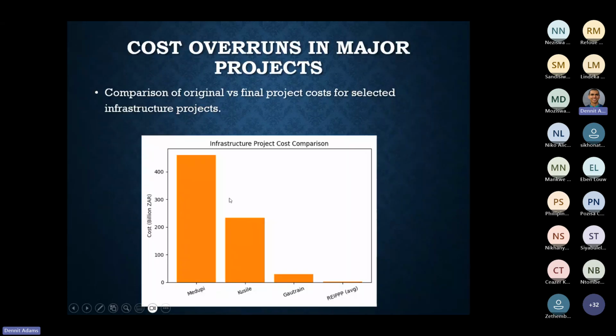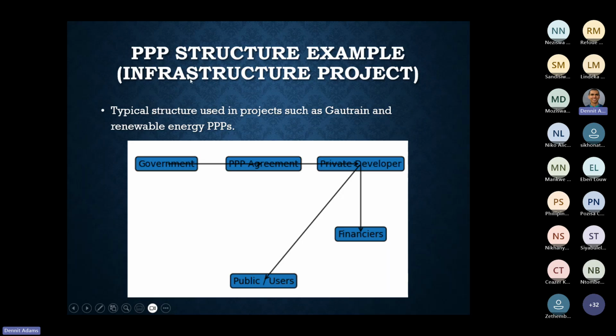So if you just look at it in terms of a comparison, and why I say the one is a failure versus not, this is Medupi, and this is the cost overruns, I should say. The original versus the final project cost for selected infrastructure projects. So 400 plus million for Medupi. Kusile was sitting at like 230, I think. Gautrain, it's high, but not as high as something like that, so that looks to be about 30 million. And then this REIPPP, this is the average. So look how small that is. Something really was good on this whole program, so that's something you can go into.